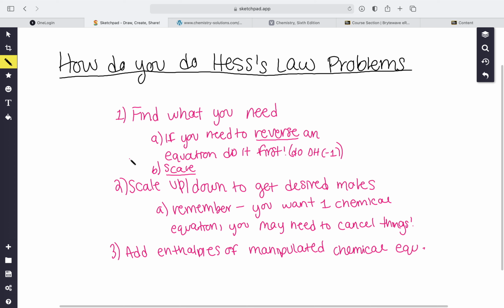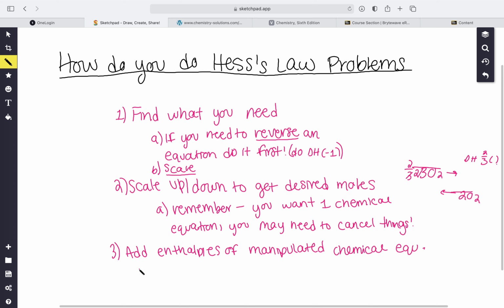So you want to cancel things, so you have to scale up or down in order to get the desired moles, right? So let's say that you want to get rid of oxygen, but you have one oxygen on this side, and then you have, let's say, 2 oxygens on this side. You can't cancel those, because if you cancel them, you're still left with an oxygen. So what you have to do is get them to the same molarity, right? So say we do 2 over 3 for this. So you can cancel the 3 and you're left with 2, and then you have to change the enthalpy to be 2 over 3 times the original enthalpy. And then you can cancel all those out, and then you're good, right?